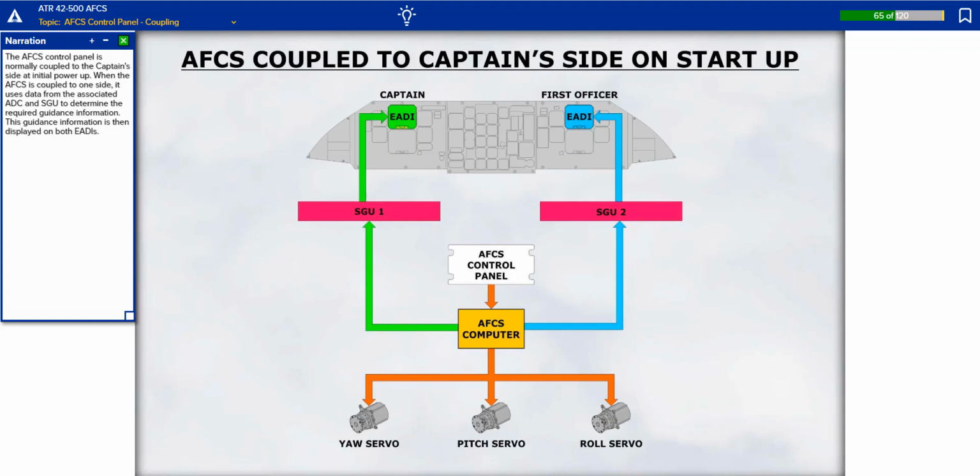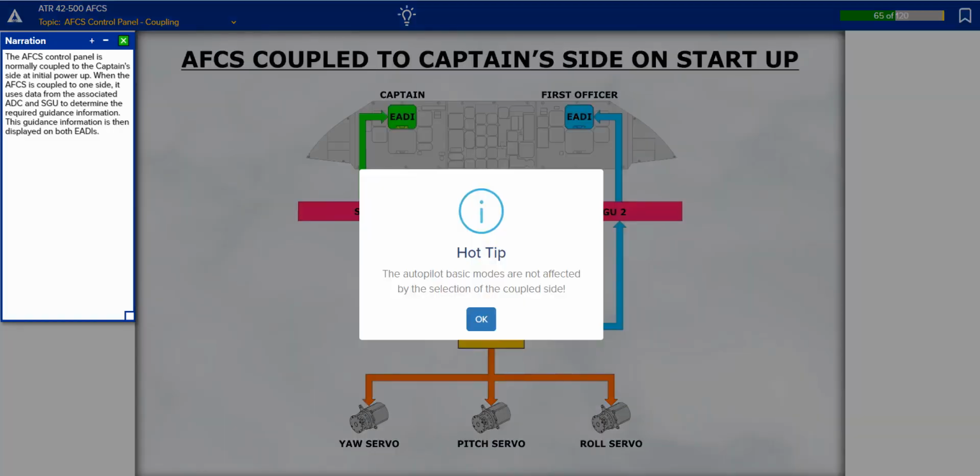The AFCS control panel is normally coupled to the captain's side at initial power-up. When the AFCS is coupled to one side, it uses data from the associated air data computer and symbol generator unit to determine the required guidance information. This guidance information is then displayed on both EADIs.